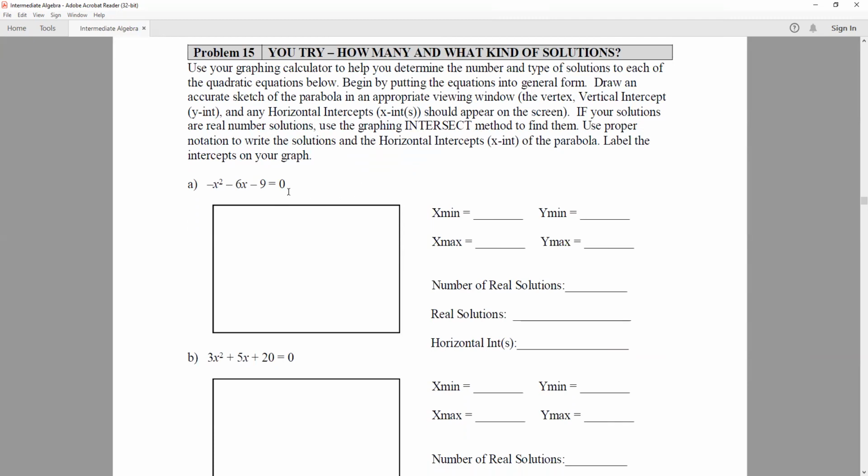All right, so let's take the first one. Now I'm going to go to my calculator because I need that, right? So let's see what we have. I'm going to change the screen to the calculator screen.